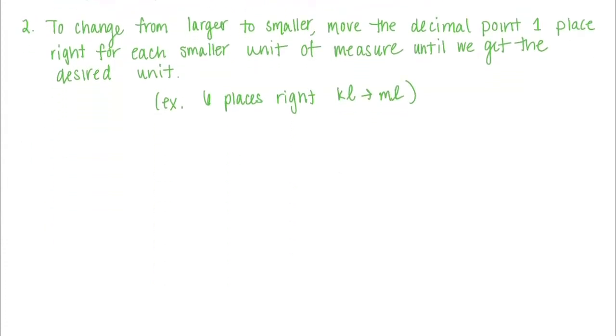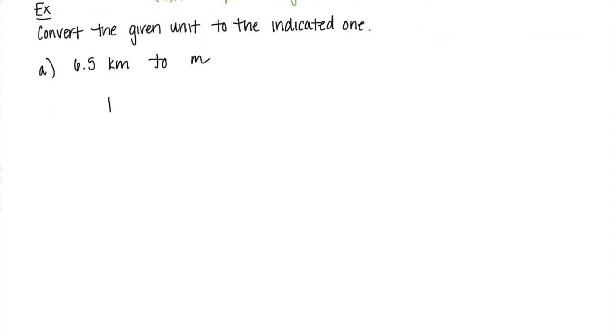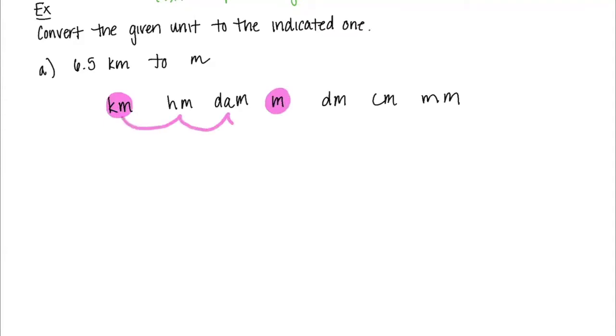So let's try some examples. Let's convert the given unit to the indicated one. And so let's start with 6.5 kilometers to meters. So I'm going to start by going ahead and writing my chart down. King Henry died by drinking chocolate milk. And we're using the meters, so put a meter in every spot. We are starting at kilometers and going to meters. So if we count how many spaces, that's 1, 2, 3, and I'm moving right down this list. So we are going to move the decimal 3 places right.